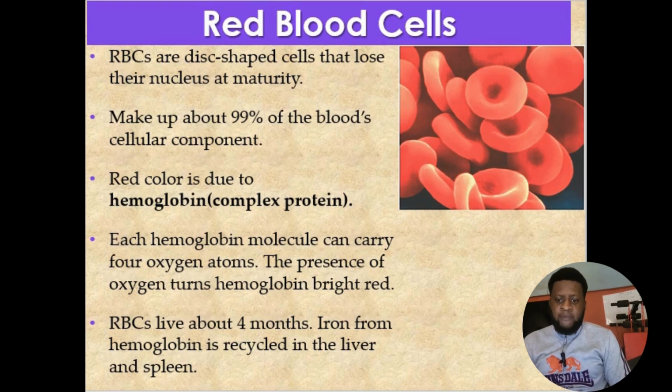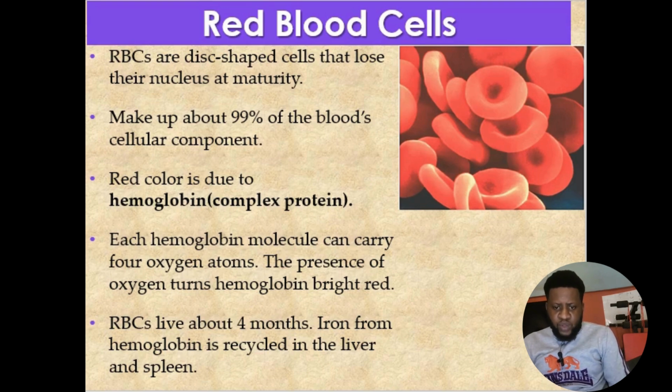The benefit is that not having a nucleus creates enough space for them to carry oxygen within their cytoplasm. That's one of the benefits of not having a nucleus. Now they make up 99% of the blood. That's the reason why when you cut yourself, what you see is red. The red color you see is because the red blood cell carries 99% of the components.